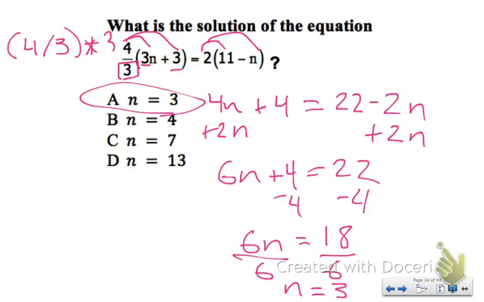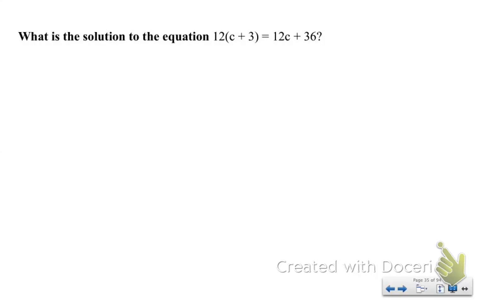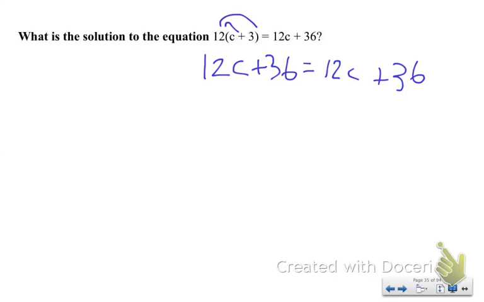Okay, what is the solution to this equation? Go ahead and distribute 12. You get 12c plus 36 equals 12c plus 36. Right off the bat, you might realize that we're ending up with a true statement, so it's going to be infinitely many solutions, or all real numbers.